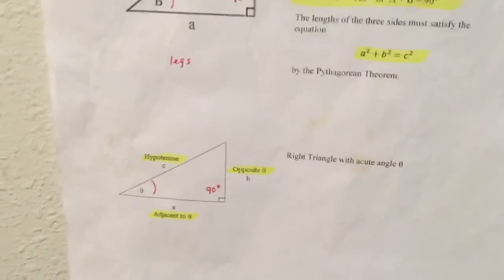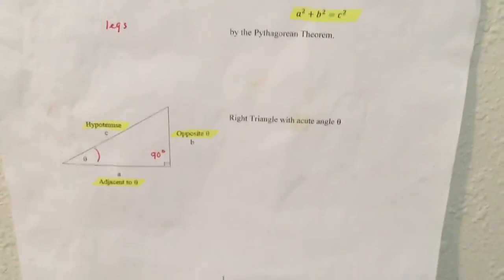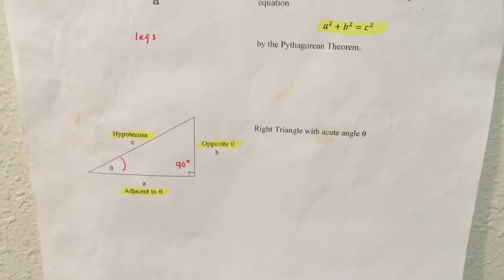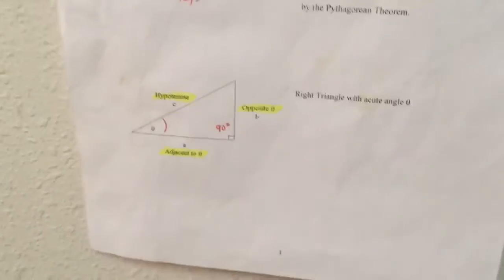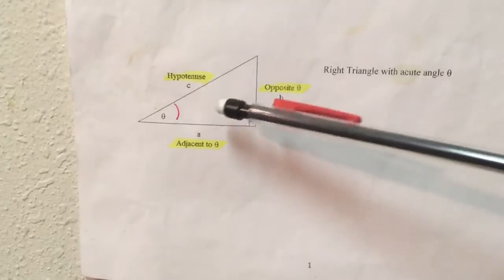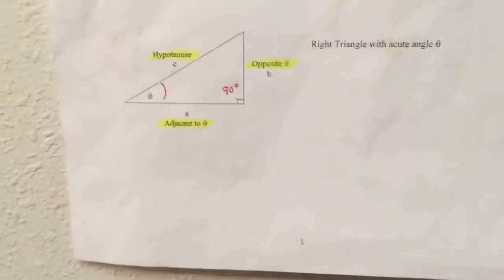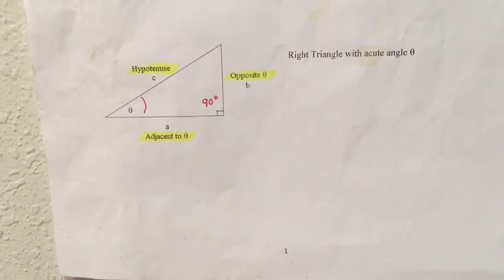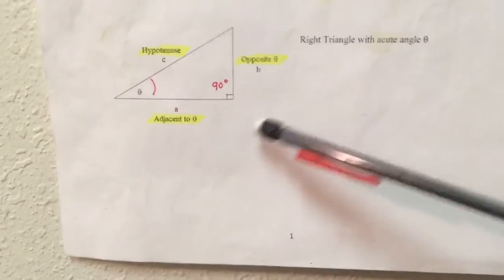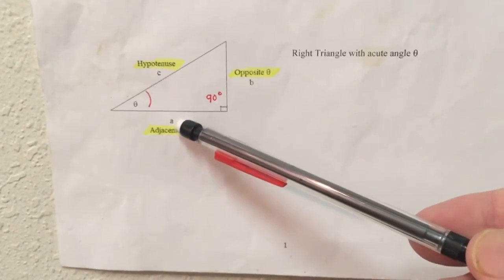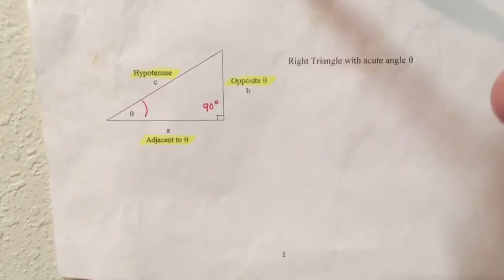Down below is another example of a right triangle, except instead of this angle being labeled with the letter B, it is labeled with the Greek letter theta. And the lengths of the three sides are A, B, and C as up above.